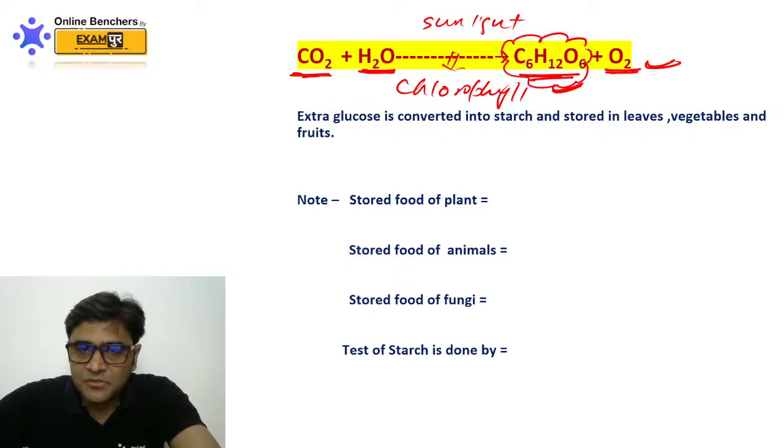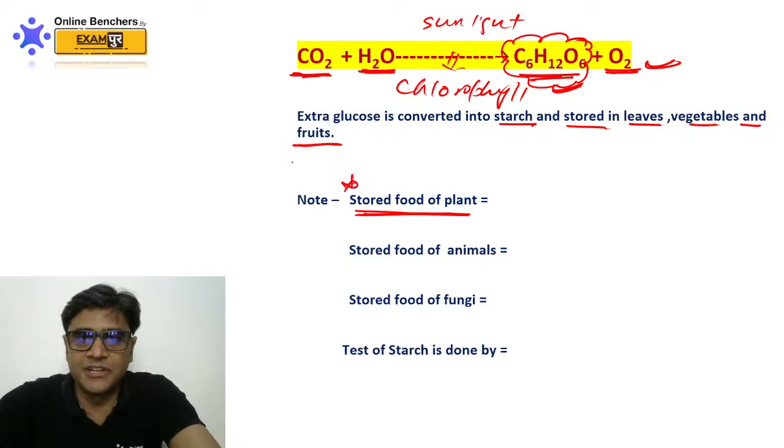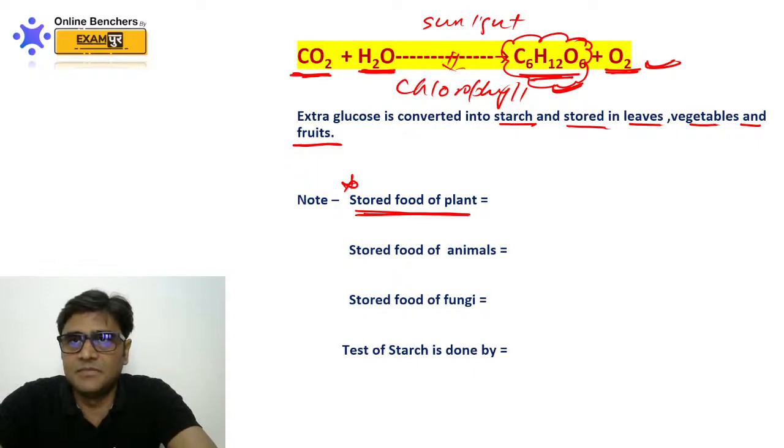plants use this glucose, but extra glucose is converted into starch and stored in leaves, vegetables and fruits. Okay, so now the question is, what is the stored food of plants? Tell me. This is a very important question, super duper hit question. What is the stored food of plant, my dear friends? Now we will discuss it in the session of chemistry. Here no need to balance the equation.